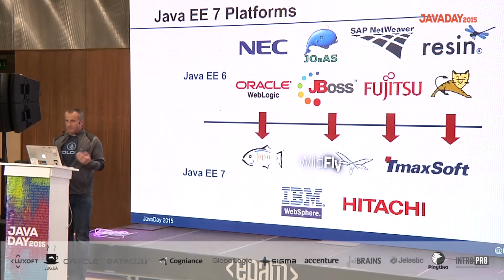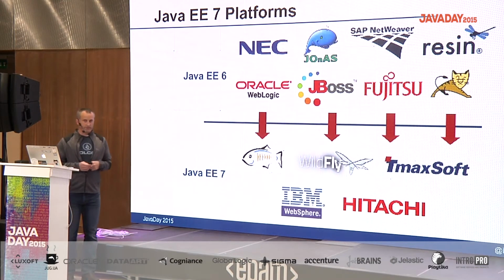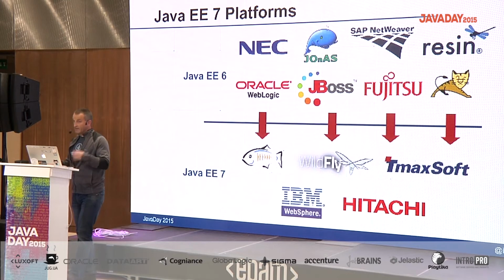And the industry is really adopting Java EE 7. There are lots of platforms implementing it out there. GlassFish 4, which is a reference implementation, was first. Then you got Wildfly 8, 9, and 10.